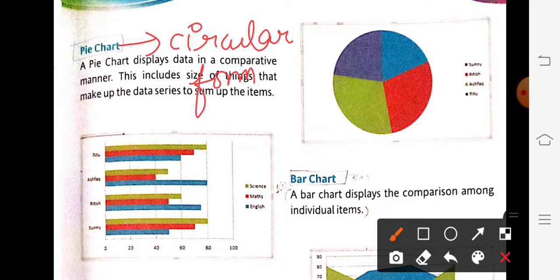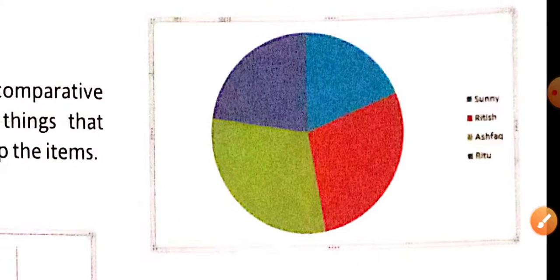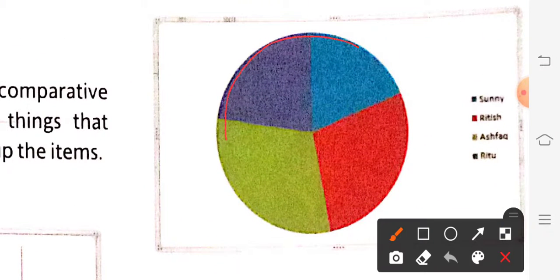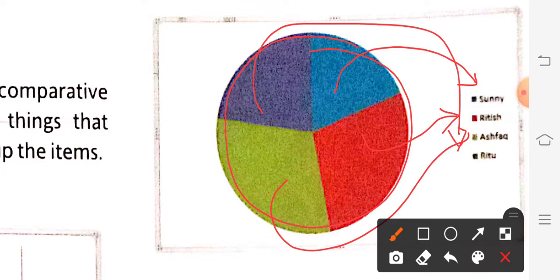एक कैटेगरी ने कितना पोर्शन ऑक्यूपाई कर रखा है, वो पर्टिकुलर रिप्रेजेंट करने के लिए हम पाई चार्ट का यूज़ करते हैं. और किस फॉर्म में बनाते हैं? ऑलवेज सर्कुलर फॉर्म में बनाते हैं, राइट. Now look here, so we are making here a circle where this blue color represents Sunny, this red color Ritesh, this green color by Ashfaq and this dark blue color by Ritu.